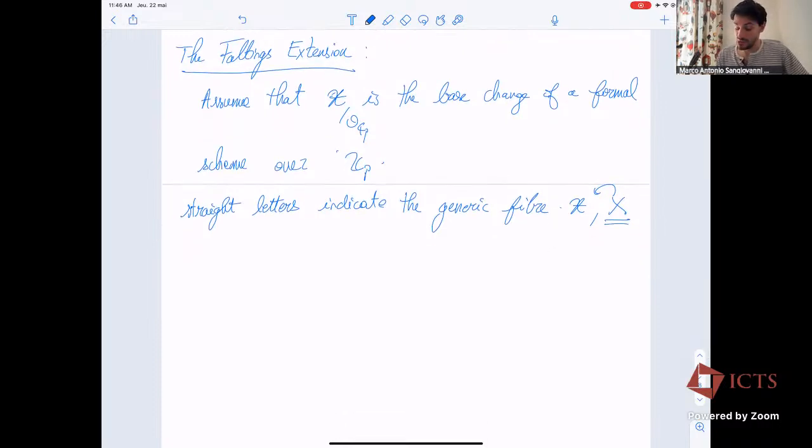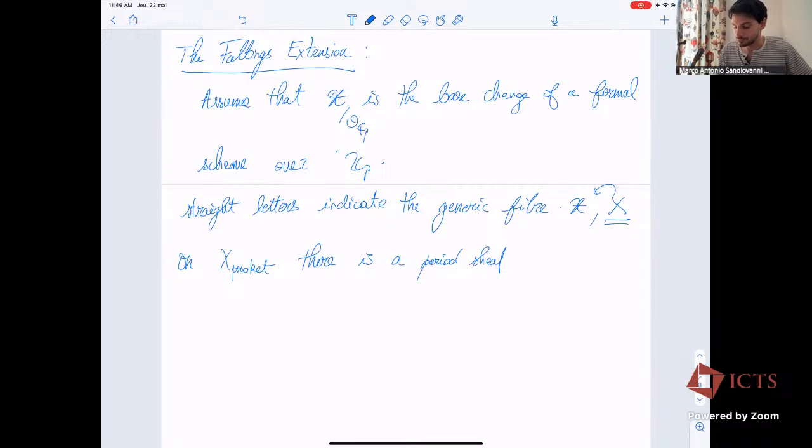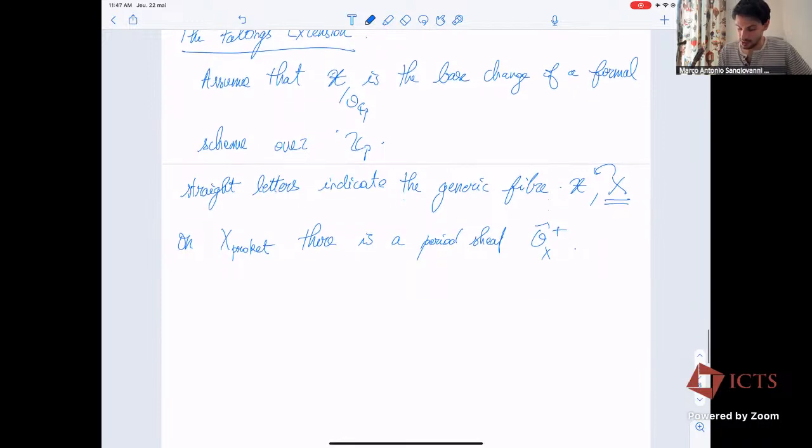And now maybe I forgot to mention, but on the pro-Kummer-étale side of X, there is a period sheaf that is usually denoted by O hat X plus. This is called the completed integral structure sheaf. This was introduced by Scholze.